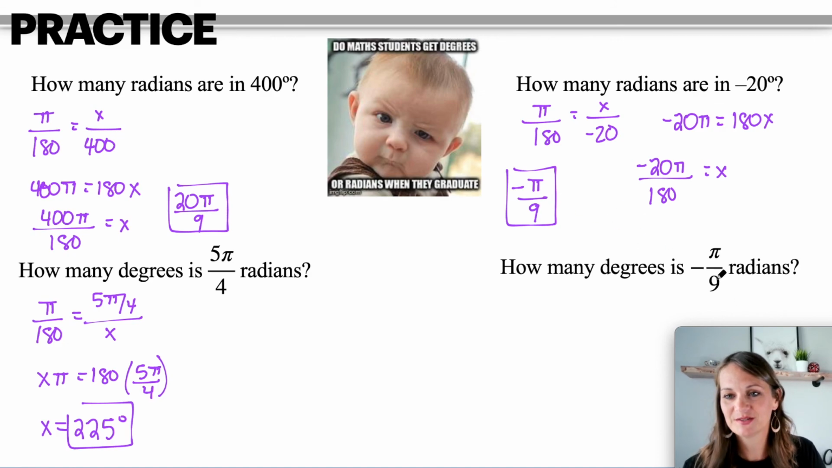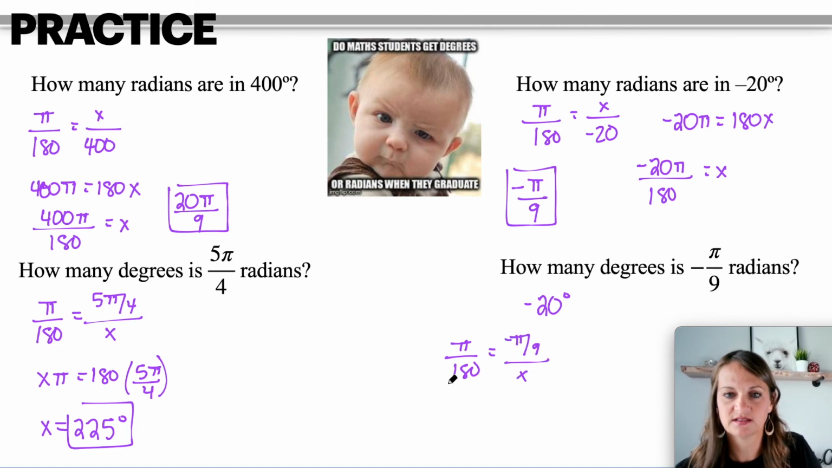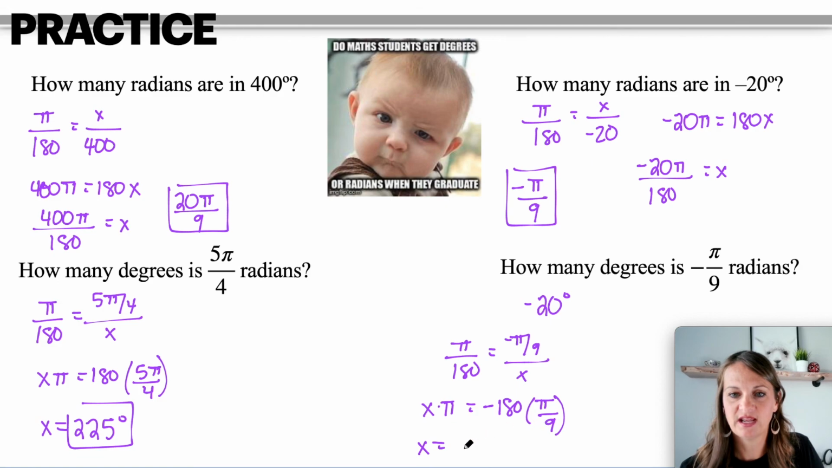And we actually already know this one because I just realized this was negative pi over 9 here, which means this answer must have been negative 20 degrees. But just in case, to show you, negative pi over 9 over x. So x times pi equals negative 180 times pi over 9. The pi's cancel, and 180 divided by 9 is going to give you negative 20 degrees. And again, do not forget the degree symbol.